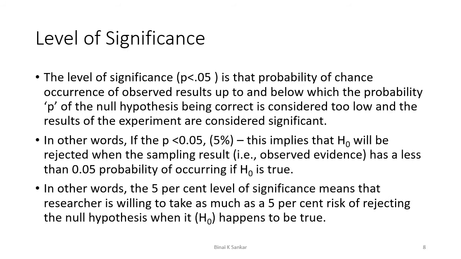So the level of significance, like I said in the previous slide, is basically a probability of chance occurrence of observed results up to and below which the probability p of the null hypothesis being correct is considered too low, and the results of the experiment are considered significant. Now this is a confusing statement. This basically means that if you have a level of significance of probability value less than 0.05, then there is less than 5% chance of that finding which you have happening because of chance.